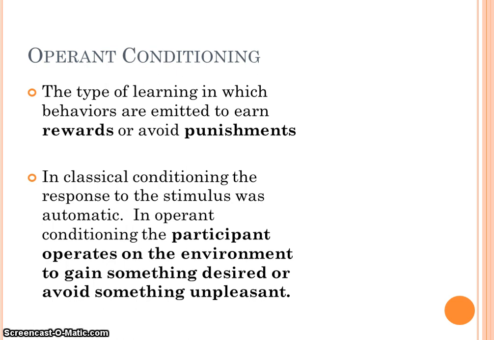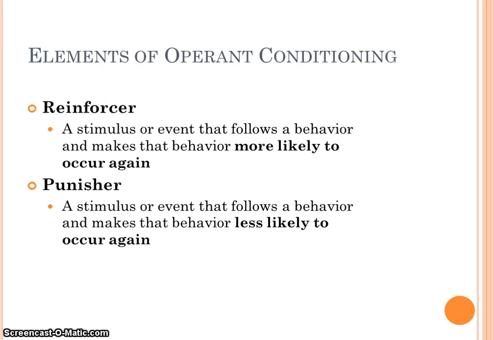In operant conditioning, the behavior is operating on the environment to produce either good things, rewards, or to avoid bad things, punishments. The keystone behind operant conditioning is reinforcers and punishments. A reinforcer is a stimulus that makes a behavior more likely to occur again. So you know that when you study for your psychology test, you are going to be reinforced with a better grade. So the studying is the reinforcer, and making a better grade is the reward.